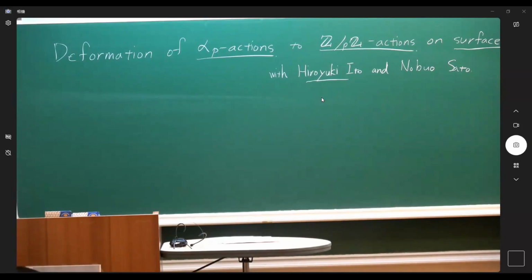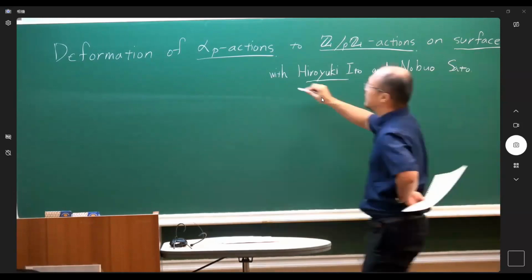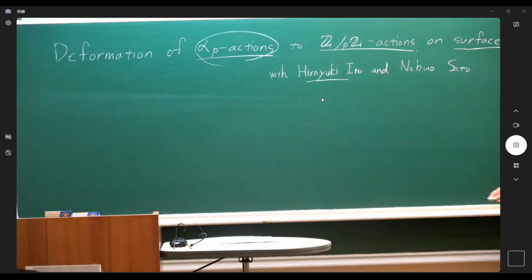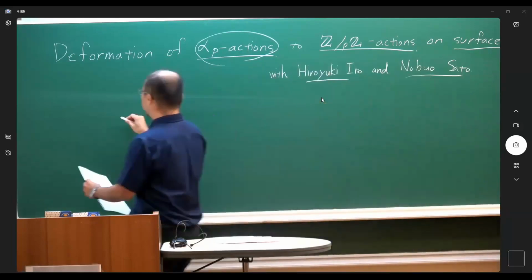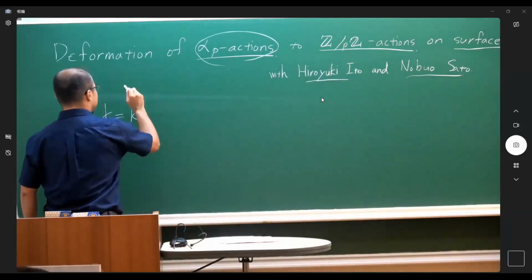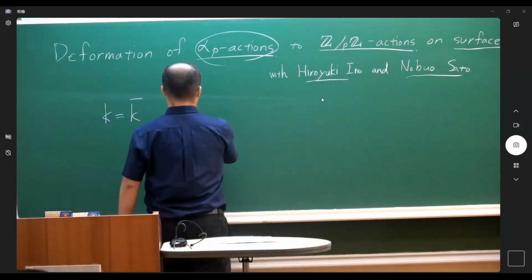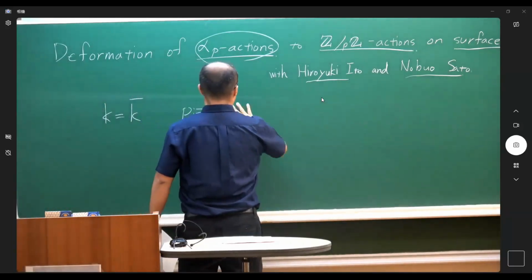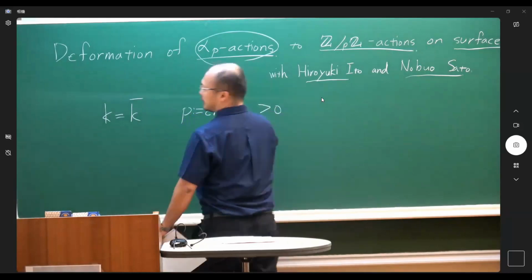And nowadays, this topic is very hot and studied by many other mathematicians. I will explain later. Nobuo also studied this topic, but mainly the higher dimensional case, and the two-dimensional case is less studied. So we start with an algebraically closed field k of characteristic p. We always assume it is.